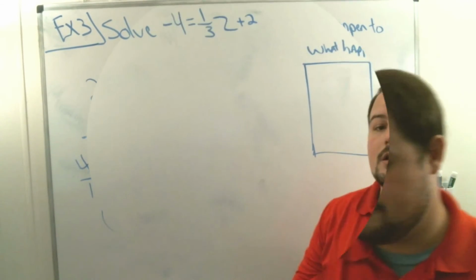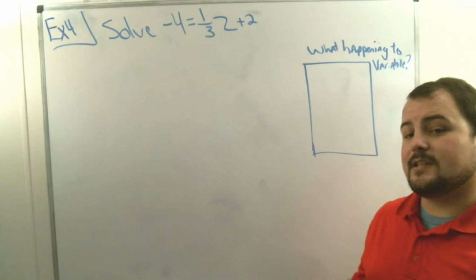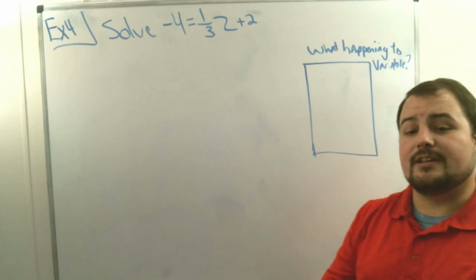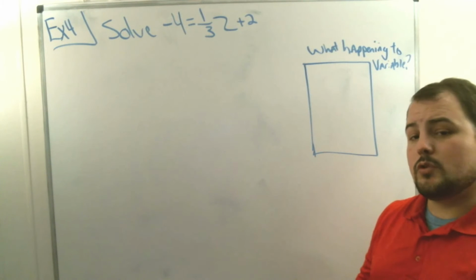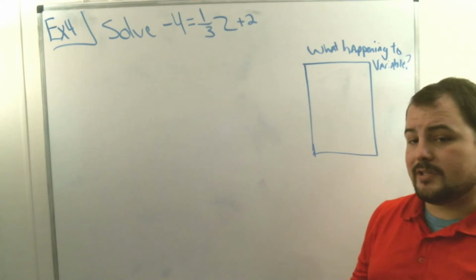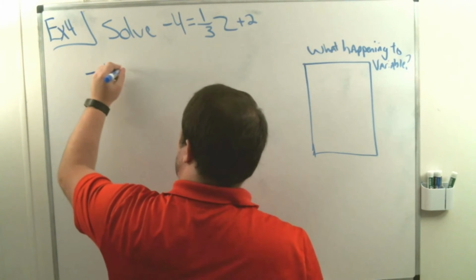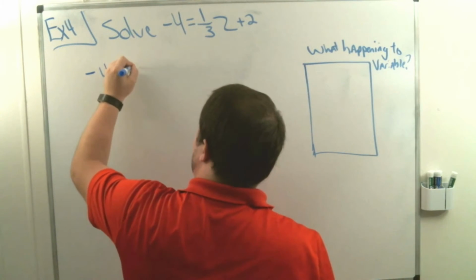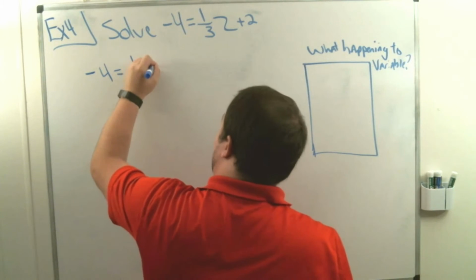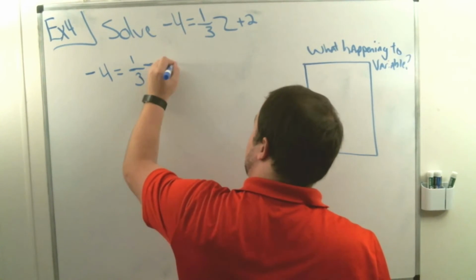Let's keep going. Example 4, we're halfway done with this lesson already. We're going to be solving negative 4 is equal to 1/3 of some number plus 2. So I'm going to go ahead and write that. Negative 4 equals 1/3 of the number z plus 2.